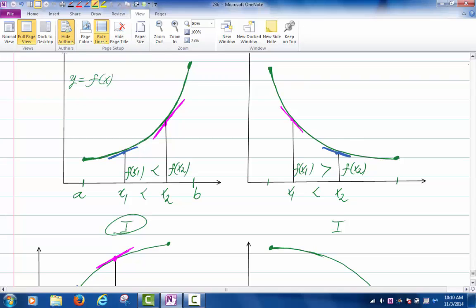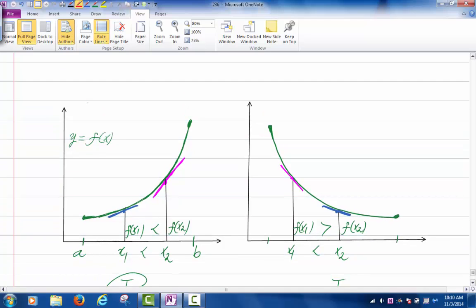Therefore, the derivative is increasing. F double prime is positive. Okay. So let me write that down. So far, what we said is that in the first picture, f prime of x is positive for all x inside of I. In the second picture, f prime of x is negative for all x inside of I, right? All the slopes are negative in the second picture, so the function is decreasing.